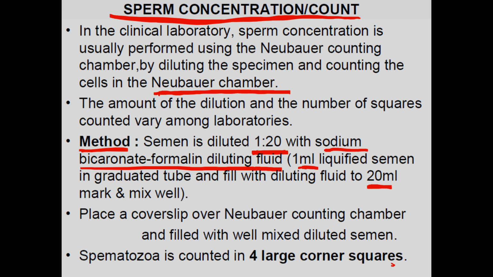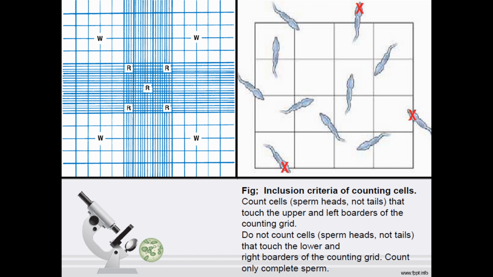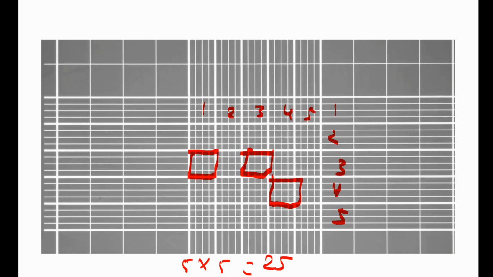Generally we have to count in the large 4-corner squares. I told you this is the central large area where we can count the sperm. Coming to the high power, there are 25 large squares, 5 by 5, so 5 into 5 equals 25 large squares, and each large square contains 16 small squares. We have to count any 4 large squares.